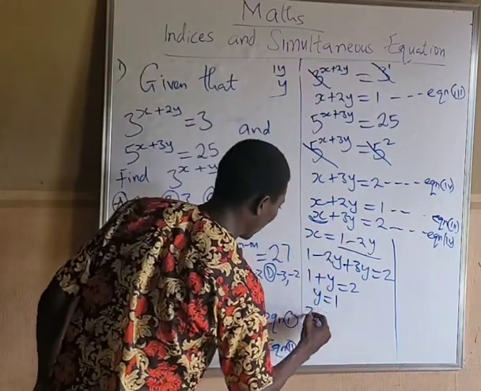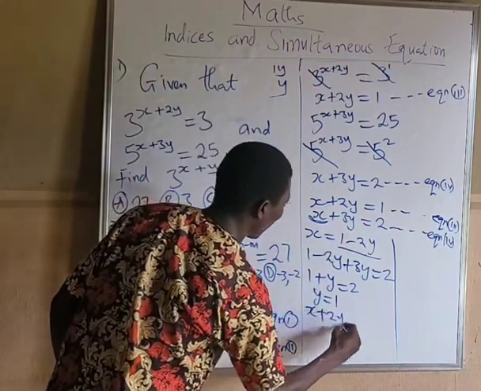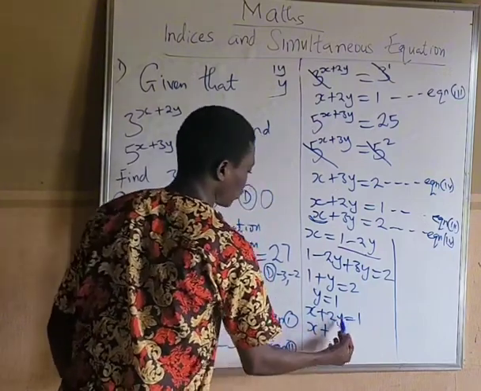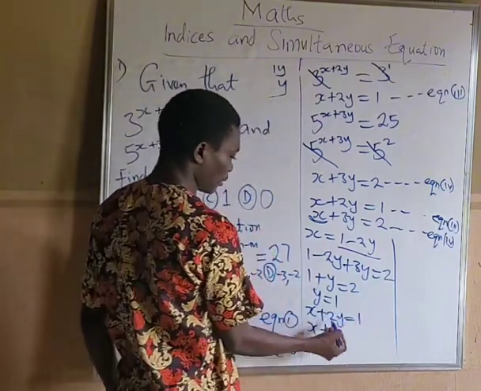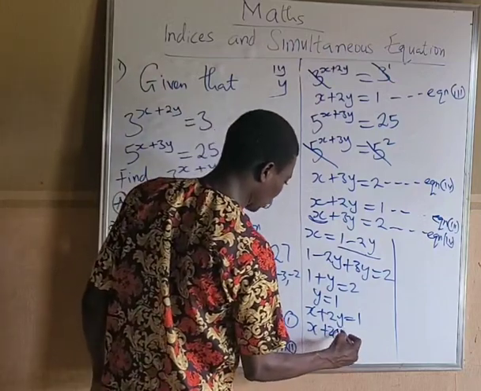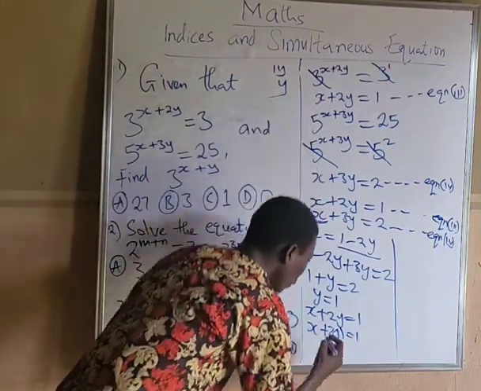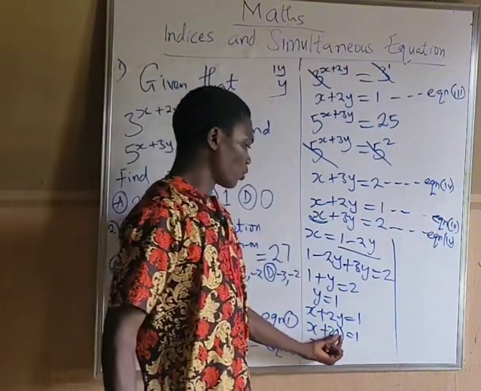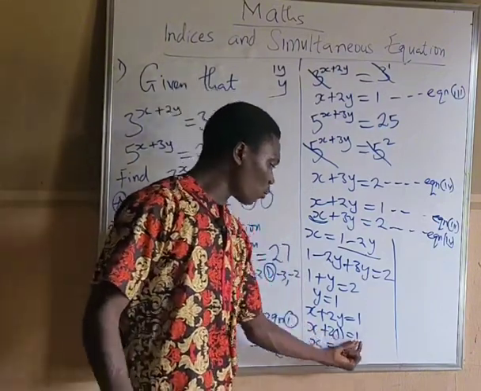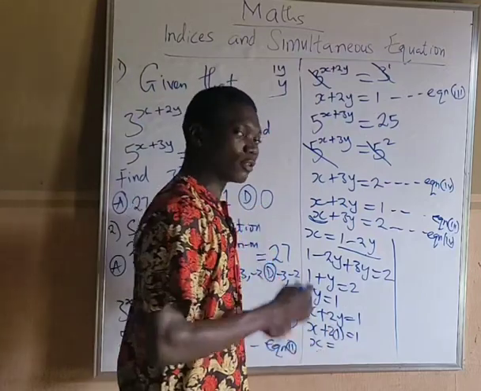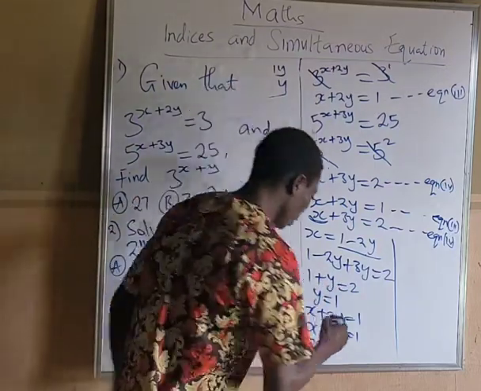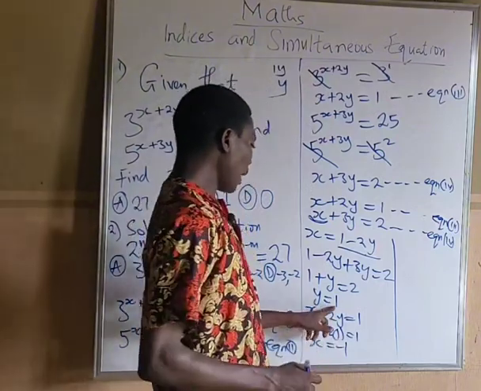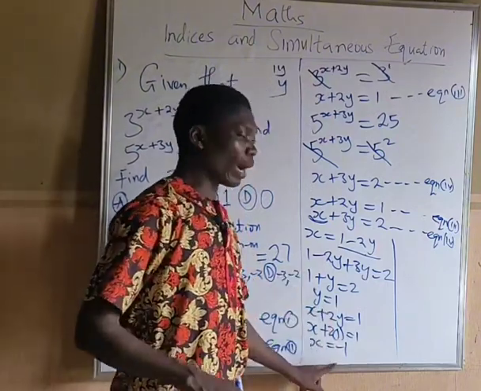From equation 3, we have x plus 2y equal to 1. X plus 2 times y, that will be 2 into bracket 1, equals 1. So we have x equal to, now 2 times 1 will give us 2. When you take 2 to the other side, it becomes 1 minus 2. And 1 minus 2 will give us what? Minus 1. Then we can see that our y is equal to 1, our x is equal to minus 1.